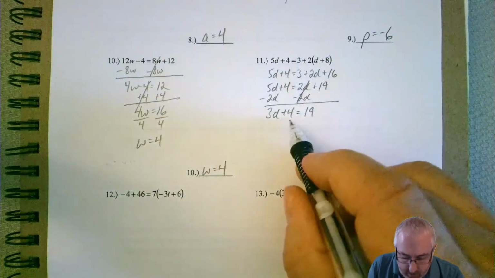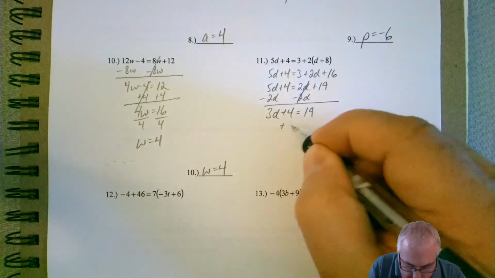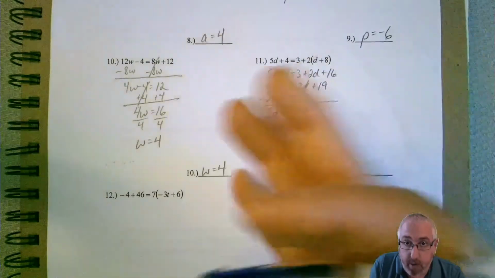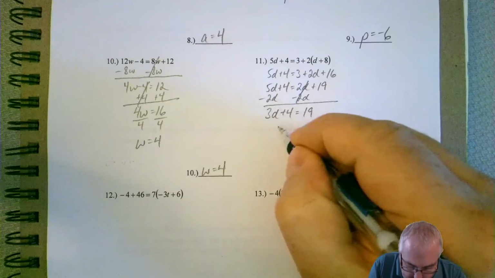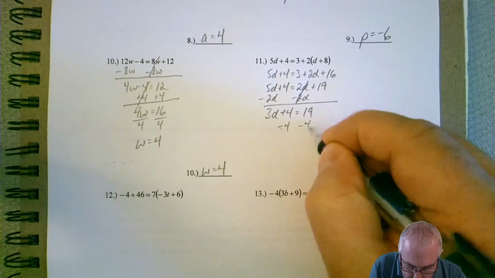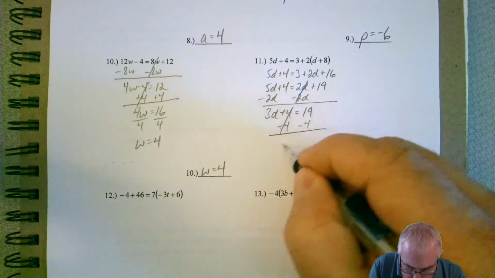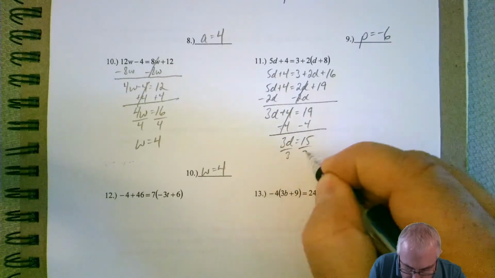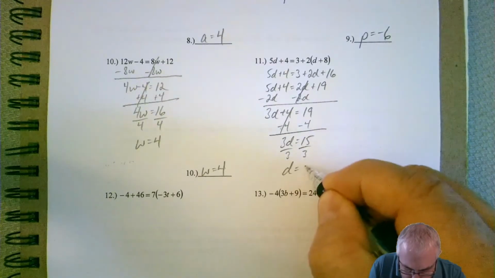And so now, a couple more steps. Whoops, we don't want to add, because that's doing the same thing. We want to do the opposite. So we want to subtract 4. And so 3d equals 15. And now the last step is getting rid of that 3.